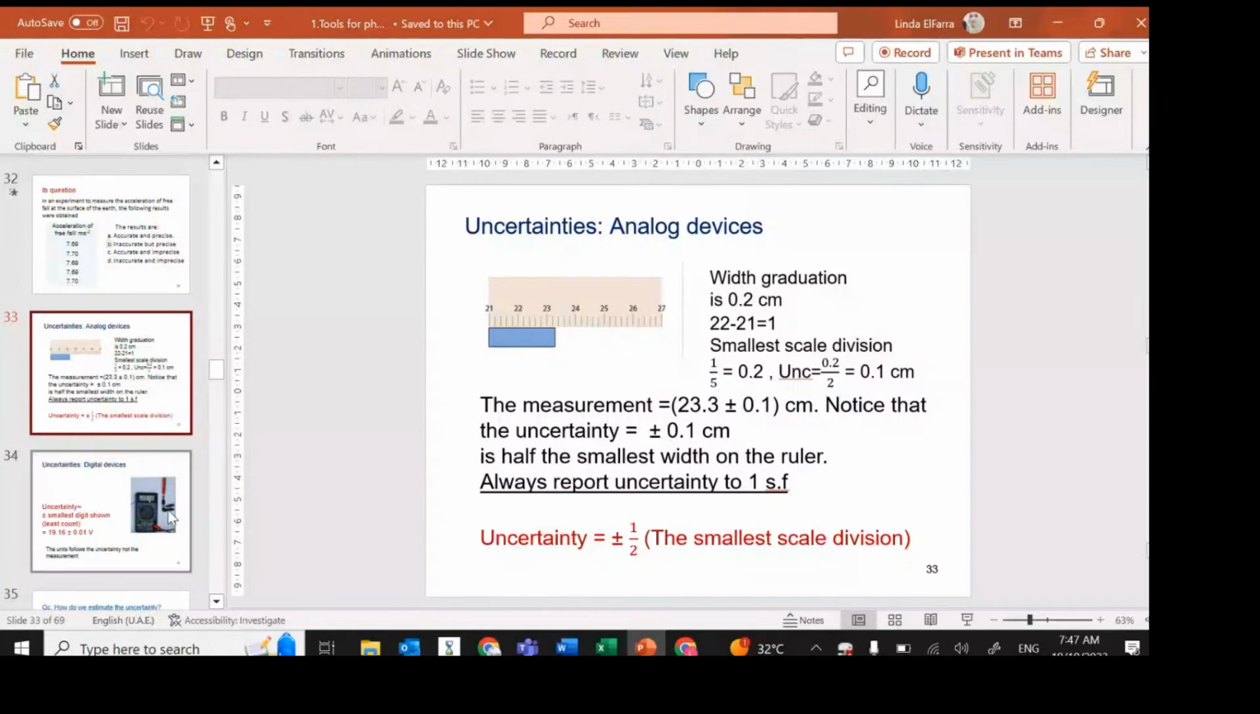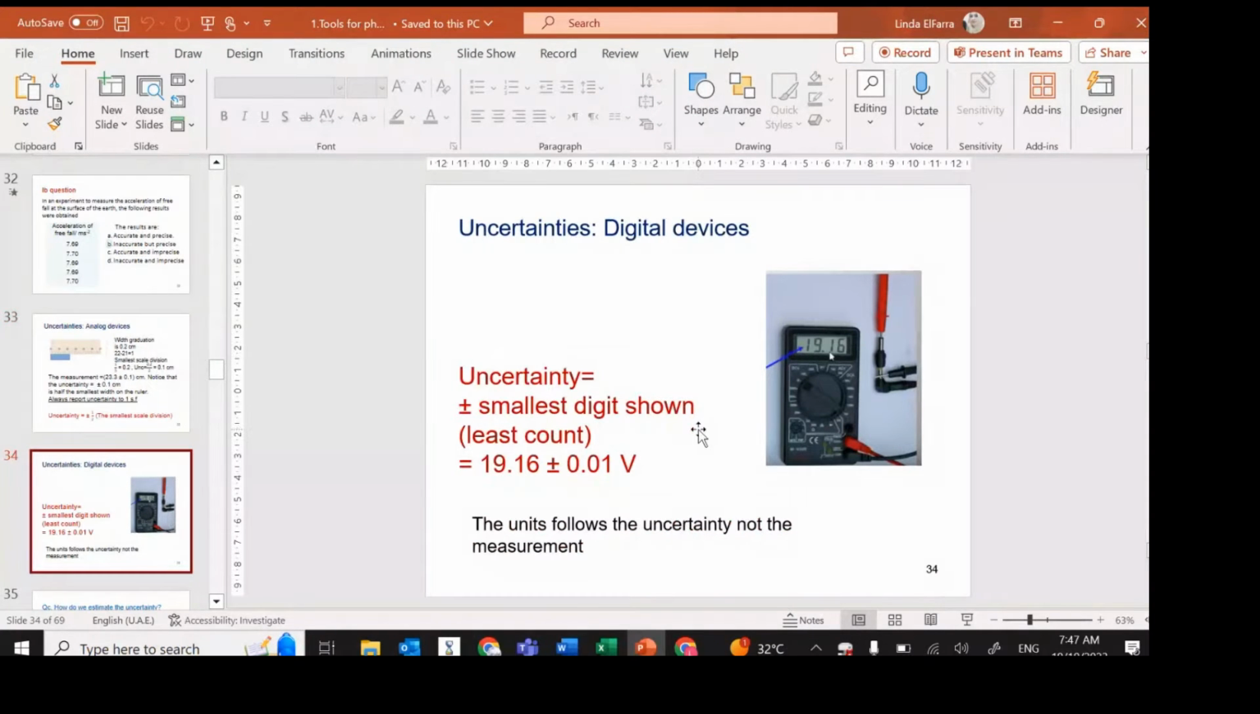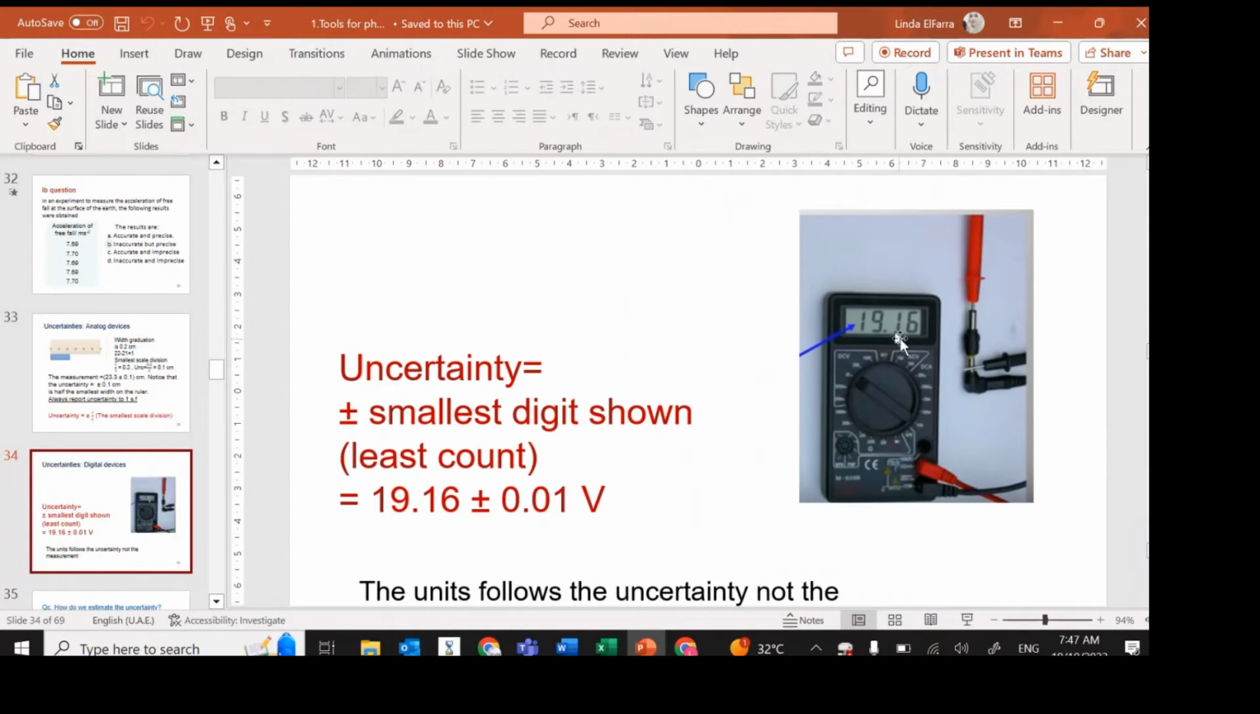For a digital device force sensor, we always use plus or minus the smallest digit. So here we have 19. If you look at this one, 19.16. So the smallest digit, look at the decimal place, it's going to be 0.01.